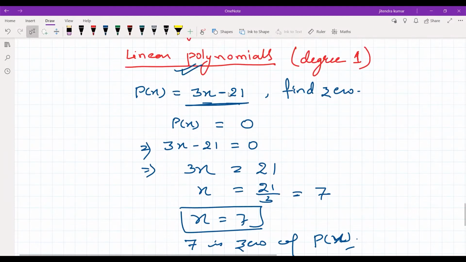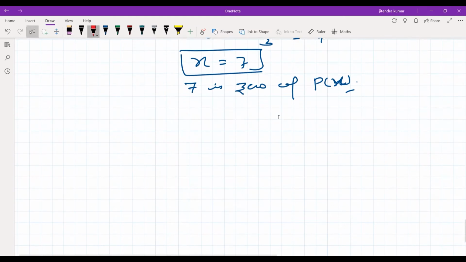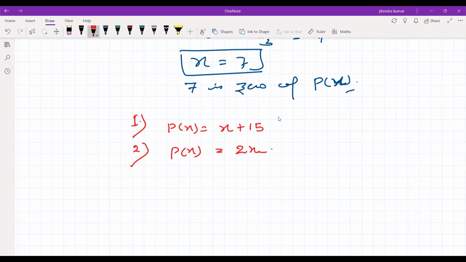So this will be our approach to find the zero of any linear polynomial. We are talking about linear polynomials right now. Let's try these questions. I'm writing a few questions here. The first one is p(x) equal to x plus 15, and the second one is p(x) equal to 2x plus 25. Please find zeros of these two polynomials and tell me the answer.